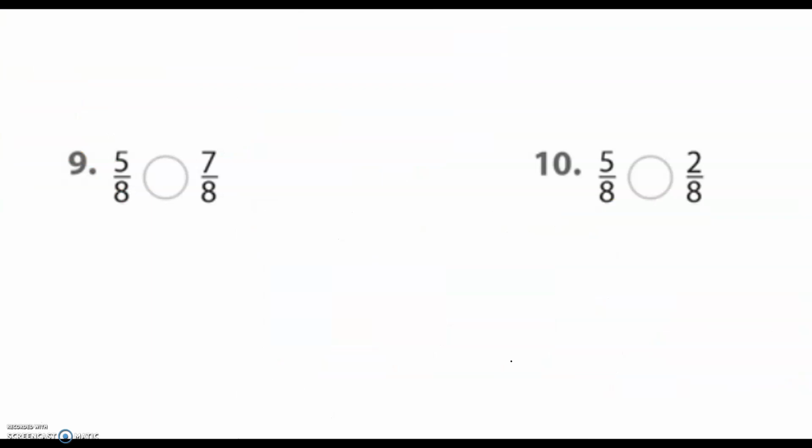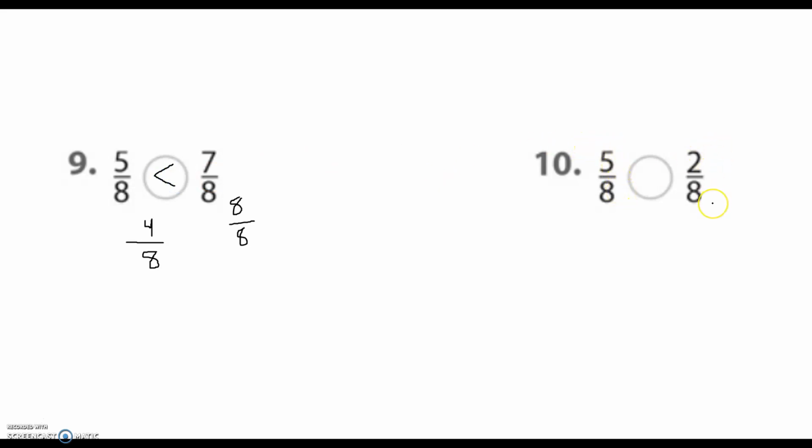Let's do number 9 and 10. 5/8 compared to 7/8. Thinking about half of 8, I know that 4/8 would be 1/2. 5 is just over half. 7 is almost 1 whole because 8/8 would be a whole. So I know that 5/8 is less than 7/8.